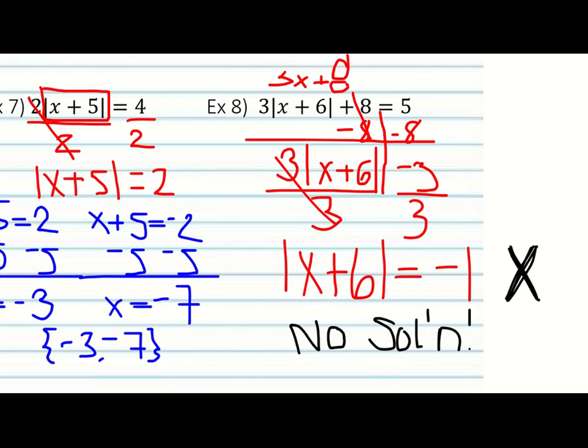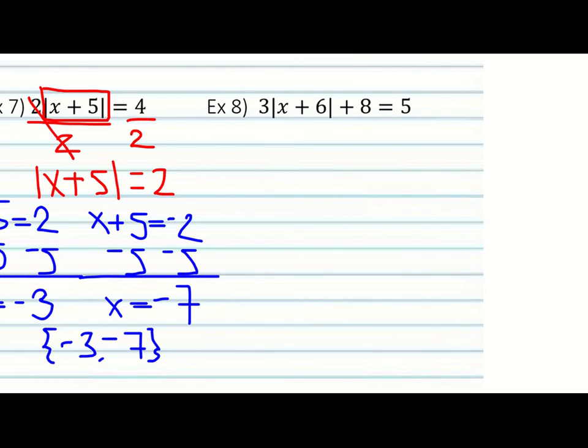Now, do not confuse that with getting negative answers. In the previous example, example 7, you can see negative answers were quite possible as we solve the equations. This is just saying that the absolute value bars can never be equal to a negative number.